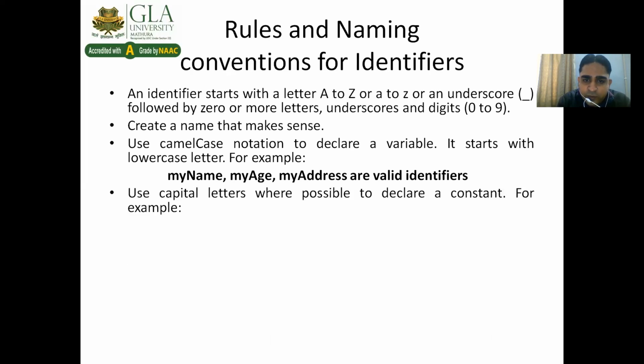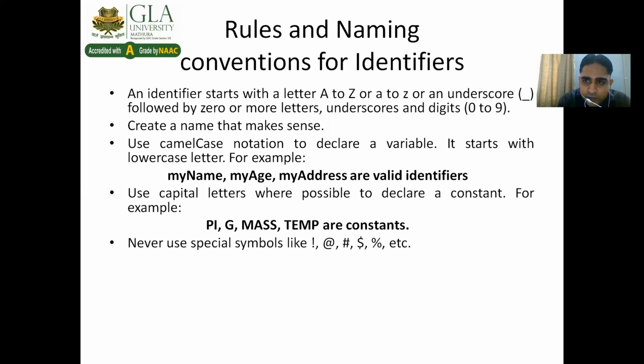Use capital letters where possible to declare a constant. Whenever you have a constant, it is better that you use capital letters only, like PI, G, MASS, TEMP. You know that all these values are not going to change throughout your program. These are constants, and we give only a single time value to them, and we are not going to change these values throughout the program. To differentiate between a changing value and a constant, we use capital letters for constants. This is also a convention.